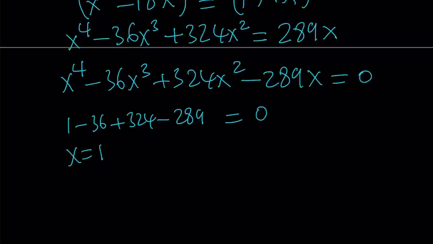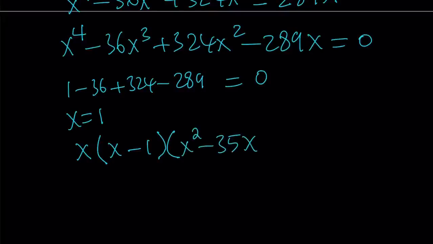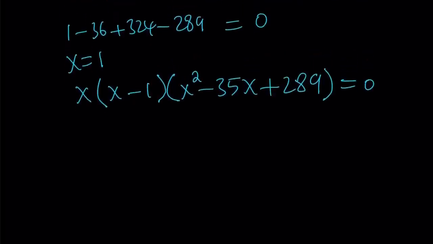But not only that, a more obvious solution here is, I think, x equals 0, because x can be factored out. So that's kind of nice. To keep a long story short, to save you all the trouble, I'm going to factor out an x and an x minus 1, and I'll give you the other factor for free. The other factor is going to be quadratic, and that is going to be x squared minus 35x plus 289 equals 0. It's not hard to find once you know that x and x minus 1 are factors. The rest is fairly easy, actually.